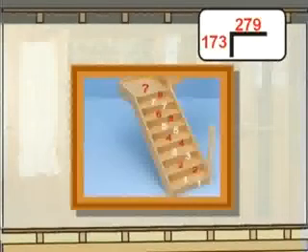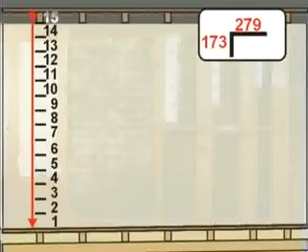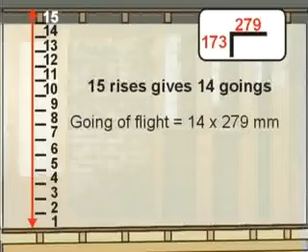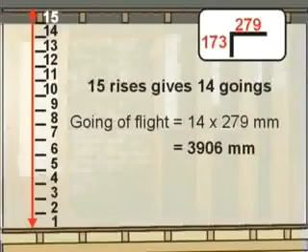As there is always one less going than the number of rises, 15 rises results in 14 goings. Therefore, the going of the flight is 14 times 279 millimetres. This is a going of 3906 millimetres.